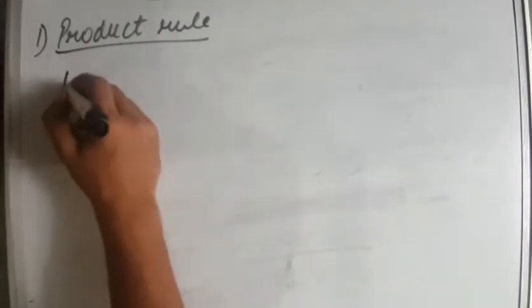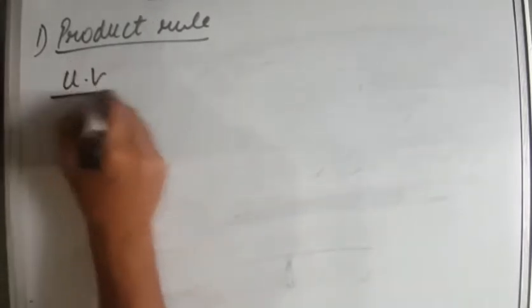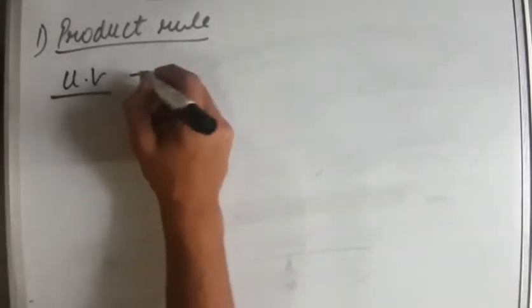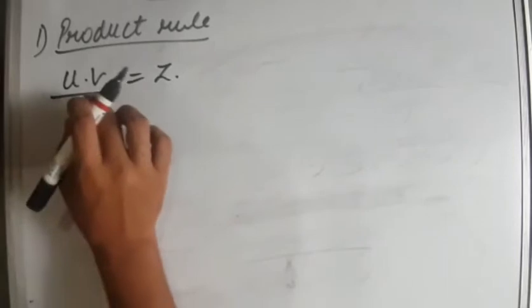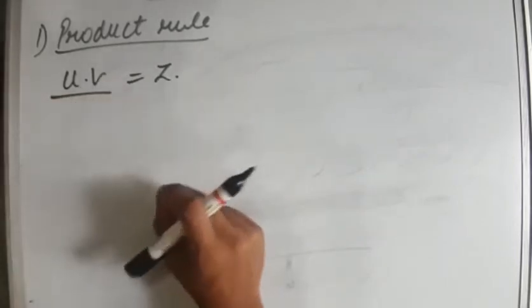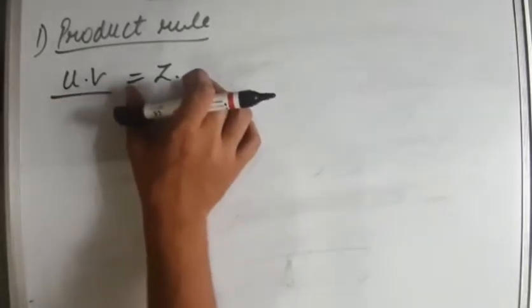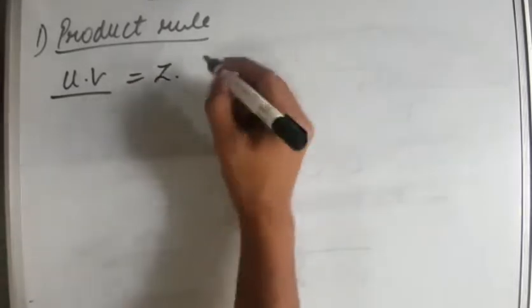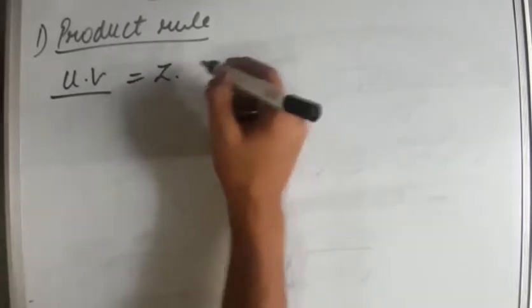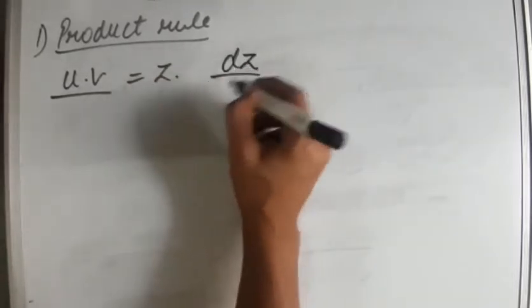Product rule. We have taken u and v as two numbers, or you can say two variables, and we need to differentiate. Assume this is equal to z. U and v are in multiplication with each other and it is equal to z, and we need to differentiate z. So here we have the formula of dz by dx.